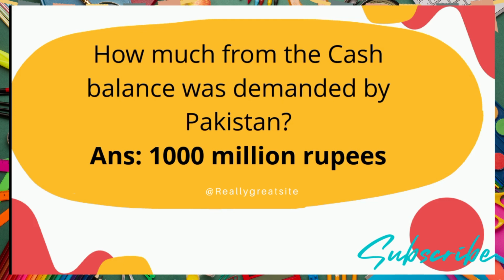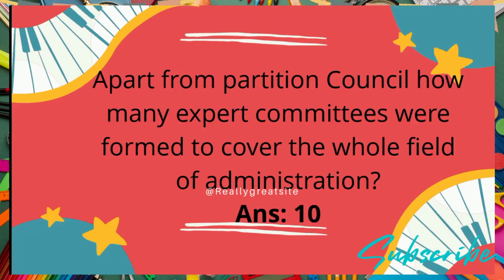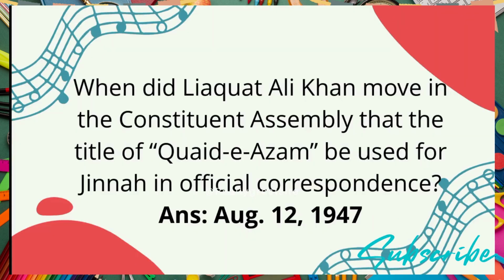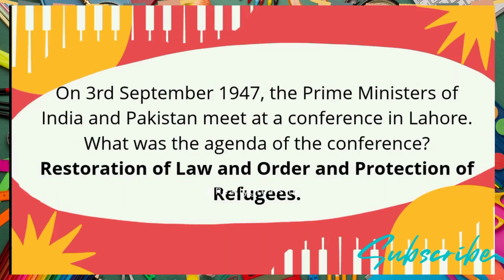How much from the cash balance was demanded by Pakistan? 1,000 million rupees. Apart from Partition Council, how many expert committees were formed to cover the whole field of administration? 10. When did Liaquat Ali Khan move in the Constituent Assembly that the title of Qaid-e-Azam be used for Jinnah in official correspondence? August 12, 1947.